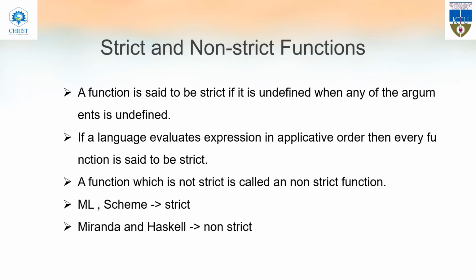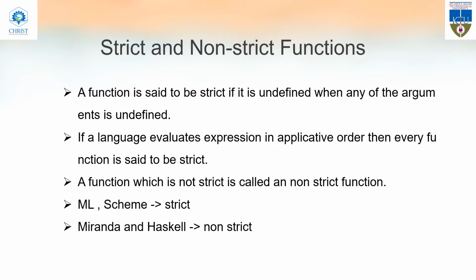Hi friends, we are moving to the next topic, that is strict and non-strict functions. We will not be dealing with this in detail, we will just say what a strict function is and what a non-strict function is. A strict function is a function in which, if any of the arguments is undefined, then the function will be undefined. That means it will either not return a value, go into an infinite loop, or return an error. I hope it is clear.